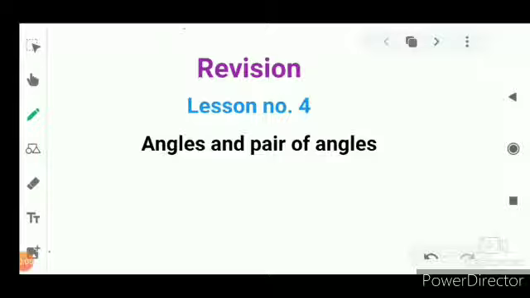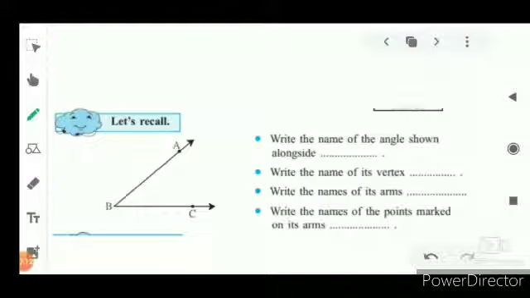In the previous video we saw the revision of the third unit. Now we will start the revision of the fourth unit, angles and pairs of angles. In that unit we have seen the properties of angles, the different types of angles, the pairs of angles and their properties.